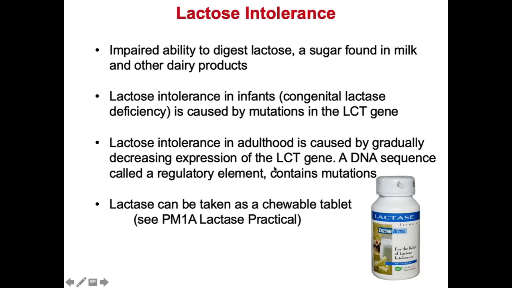So lactose intolerance in infants is caused by mutations in the gene, whereas lactose intolerance in adults is generally due to a decreased expression. So as you get older, some people will lose the ability to make the protein, and this is not mutations in the protein itself, but these are mutations in a regulatory element. So these are upstream of the open reading frame, and this will gradually lead to less and less of the enzyme lactase being produced. So supplements can be taken to combat this, and again we will cover this in more detail in a practical in spring term.